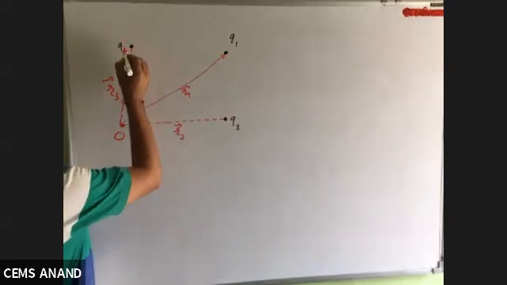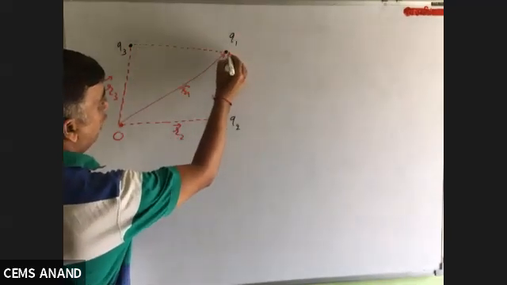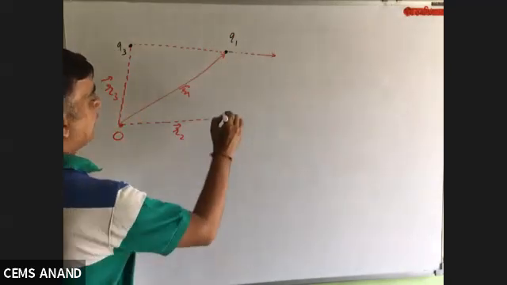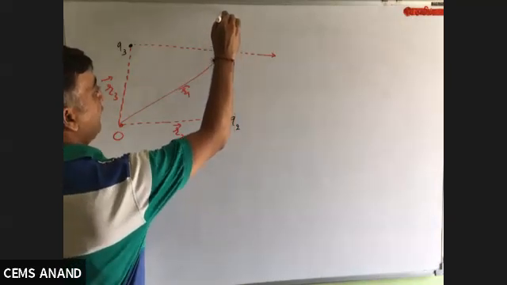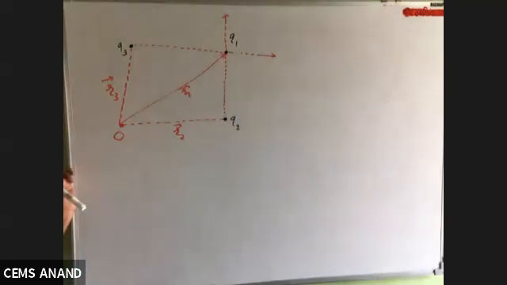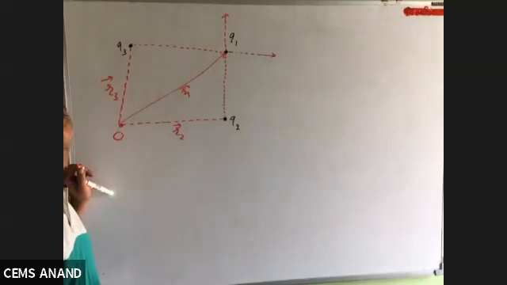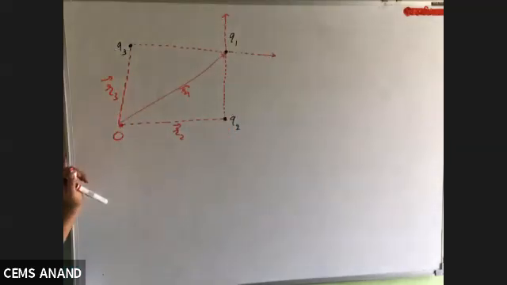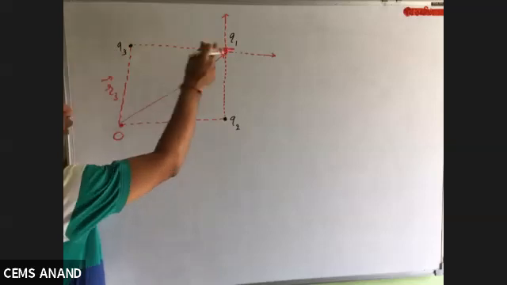Now, the Q3 charge generates force on Q1 in this direction. Similarly, Q2 charge generates electrical force on this charge in this direction. As we discussed the same thing for two charges in our previous topic of Coulombian force, right? Similarly, here also we can assume the directions of force generated by charges Q2 and Q3 on Q1.